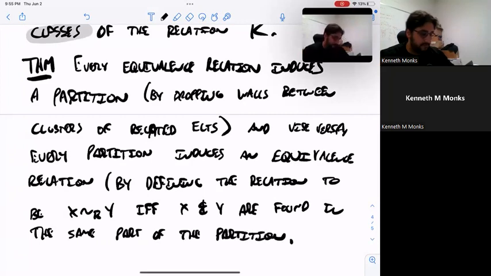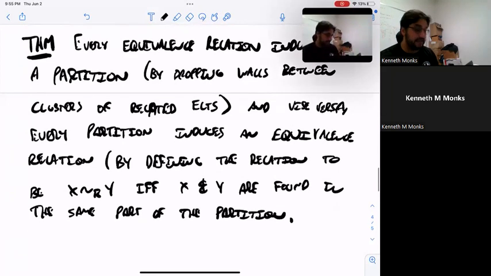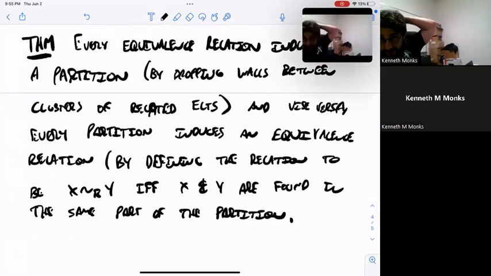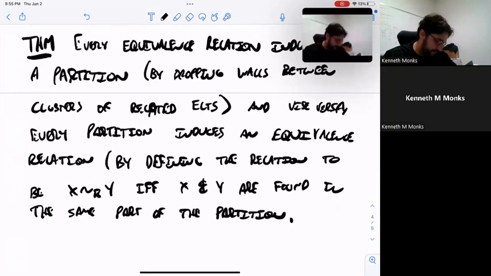So I want to show an example of going the other way. The first example that I gave here was an example where we started with an equivalence relation, and then we found the partition by putting up those walls. Let's go the other way.